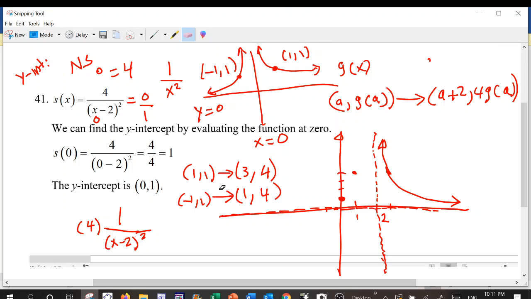So again, this 1, 1 goes to 3, 4. We have that right there. And then -1, 1 goes to 1, 4 right there. So what happens is that this has to approach the asymptote, goes to here, and then approaches the horizontal asymptote, like that. It's going to look a little bit better if you graph it with a calculator. So basically it looks like that, the same shape, with just a different place, right? All right, so that's 41.